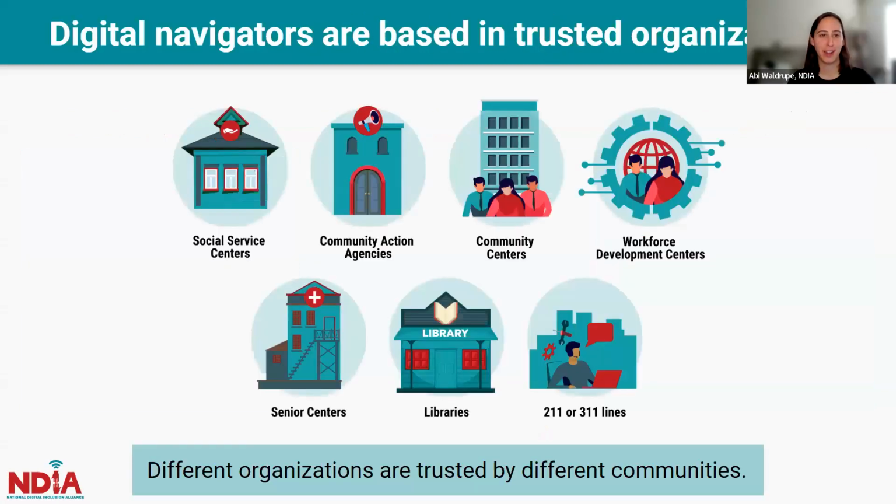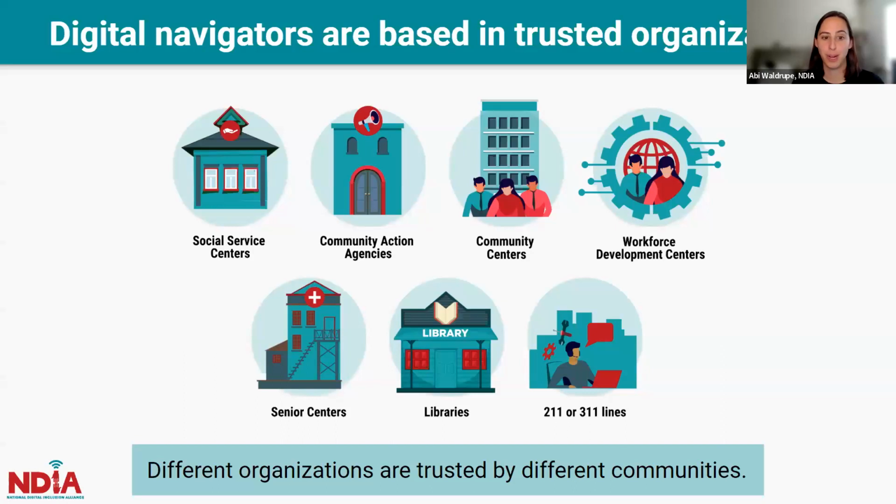Just to build off of that discussion of where the digital navigators are based out of, or who hires, trains and supports them, the most important thing is that digital navigators are based in trusted organizations in their community. Places where we've seen this work well are social service centers, community action agencies, any kind of community center for a specific population, workforce development centers, senior centers, and libraries, which are very popular for digital navigators. We have also seen innovative programs with 211 and 311 centers or phone lines as the referral source. The key thing to remember is that the trust is really important, and the trust must be with the community that's going to be served.